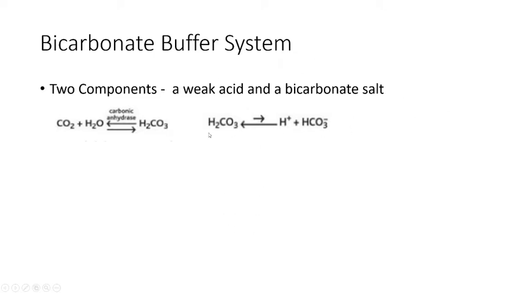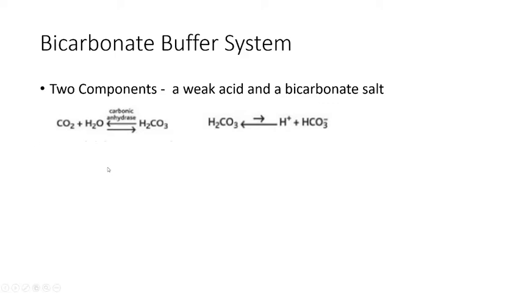So this second equation, where carbonic acid dissociates in solution, it's a weak acid. So in any given solution, some of it will remain in the unionized state, and then some of it will be in the dissociated ionized state. And physiologically, the majority of it will be to the left, less of it will be to the right.